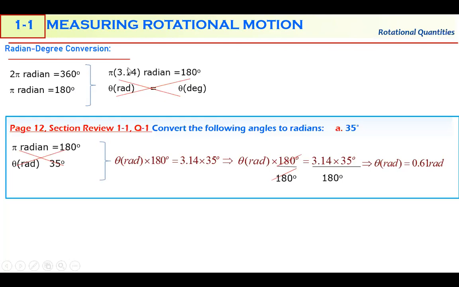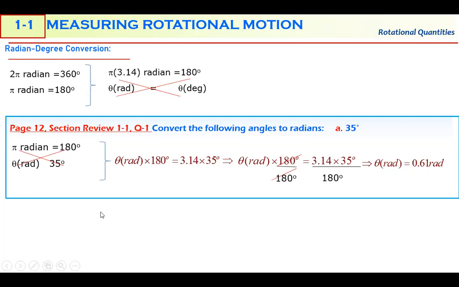Then you can make a cross product in this case. You say pi radian is equal to 180 degrees. Any angle in radian is equal to how much in degree, or any angle in degree is equal to how much in radian, cross product it. For example, 35 degrees is how many radians? We know that 3.14 radian is 180 degrees. 35 degrees is equal to how many radians? Cross product: theta in radian multiplied by 180 is equal to 3.14 multiplied by 35. Divide by 180 on both sides and get the answer in radian. This is one way, just cross product.